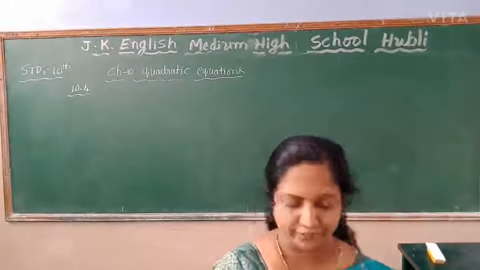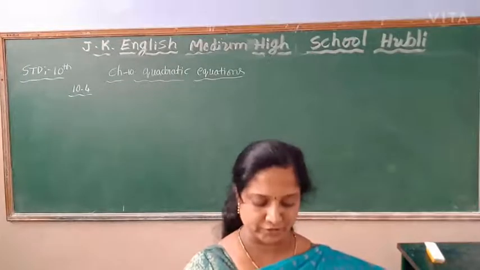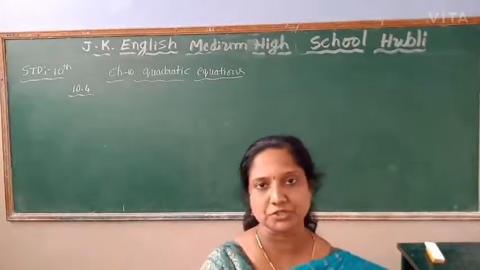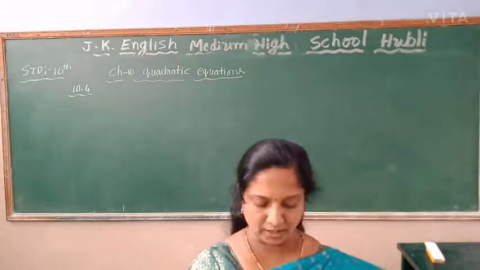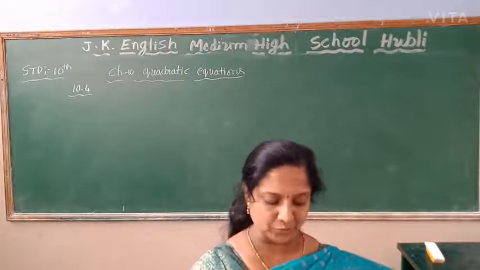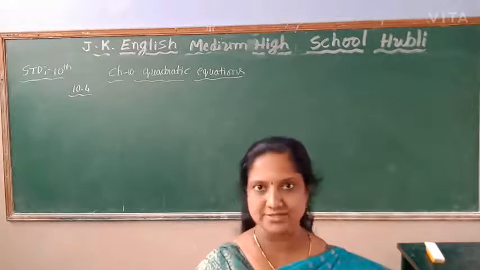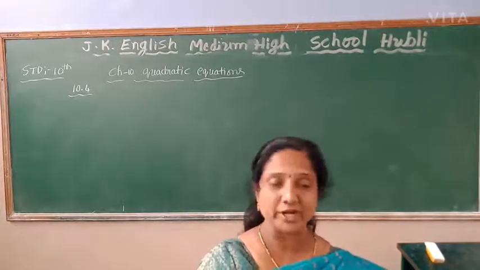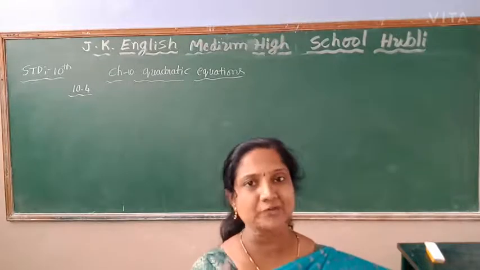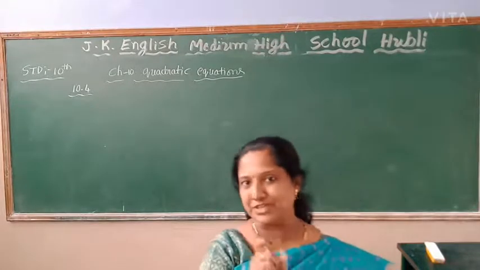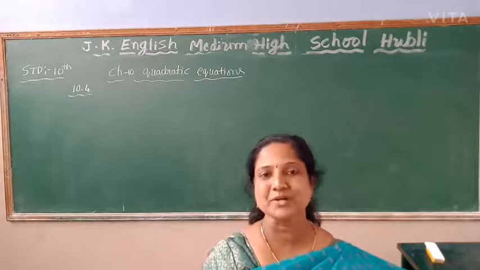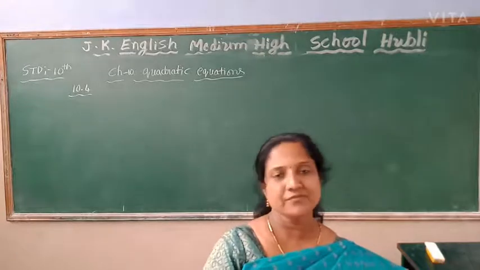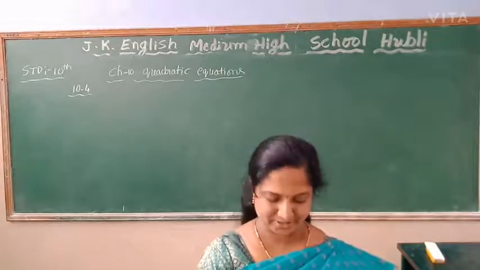Second main in 10.4 exercise, find the values of k for each of the following quadratic equations. They gave some quadratic equation to you and we have to find out the value of k so that they have two equal roots. If they have equal roots, it means the value of b square minus 4ac should be equal to 0. For this condition we are going to get two real equal roots.